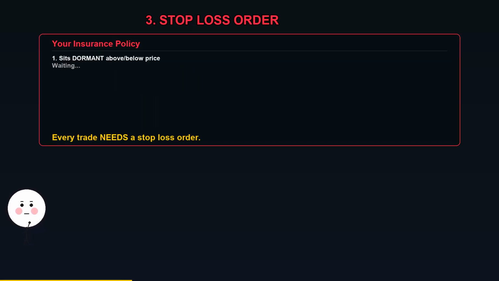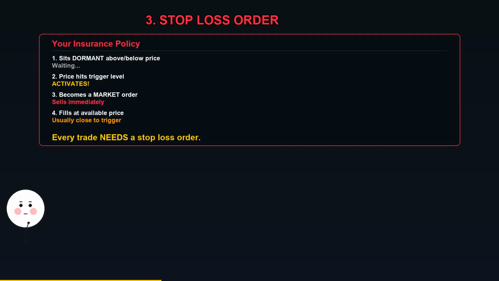Order type 3, the stop loss order, also called a stop order. It sits dormant until price reaches your trigger level. Then it becomes a market order. Example, you buy a stock at 500. You set a stop loss at 480. Nothing happens while the stock is above 480. The moment it hits 480, your stop loss activates and becomes a market order.